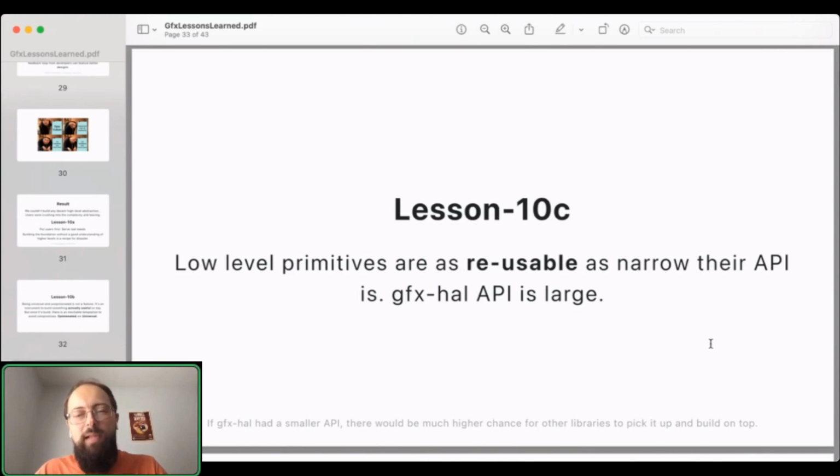Finally, the sub-lesson here is the smaller the API surface for the thing that you're building, especially if it's a low-level API, the easier it is for users to pick it up and build something on top. Like if you're building a file fetching API, it could be like one entry point. You can expect people to pick it up. But gfx-hal is a huge API, a humongous API. So nobody was able to build on top.